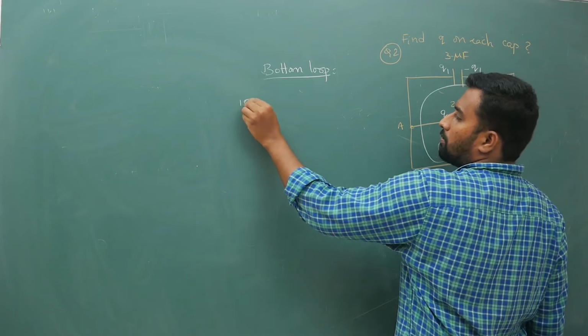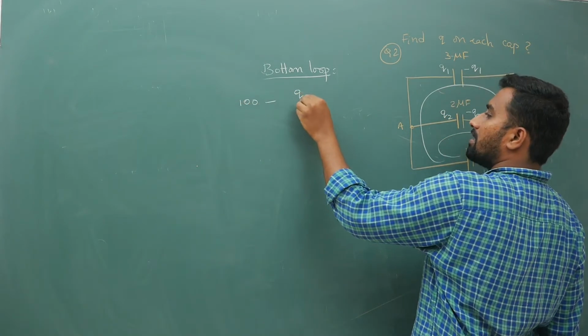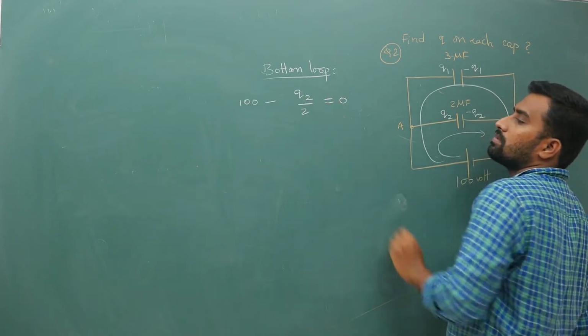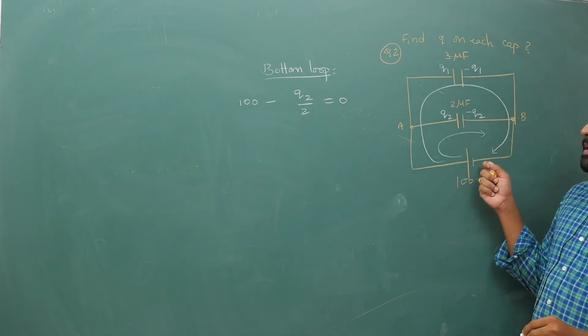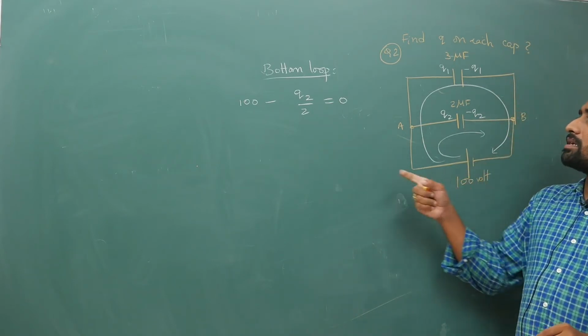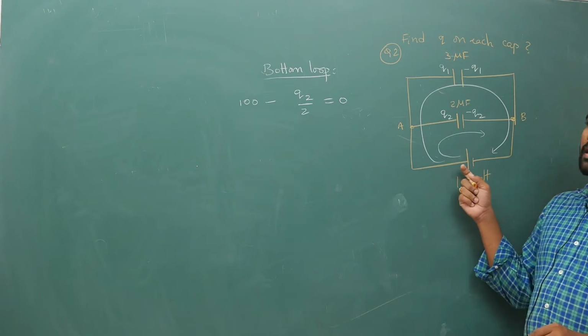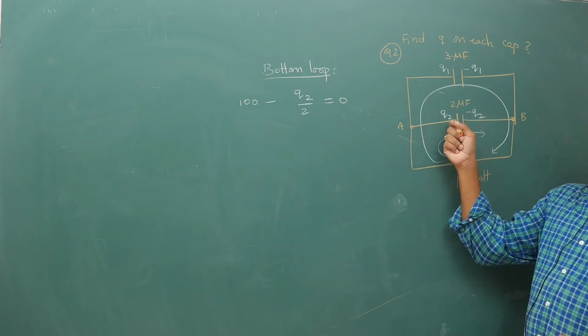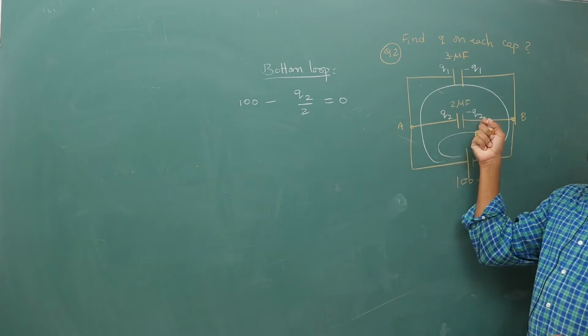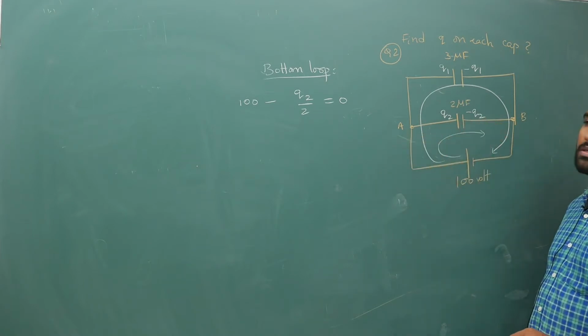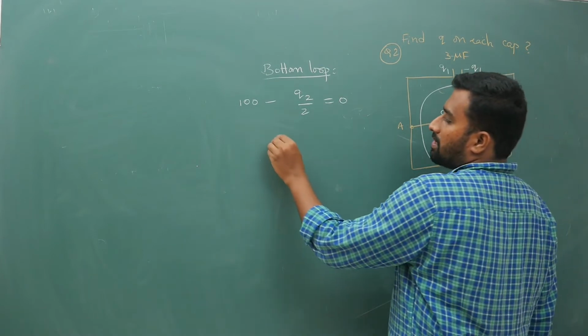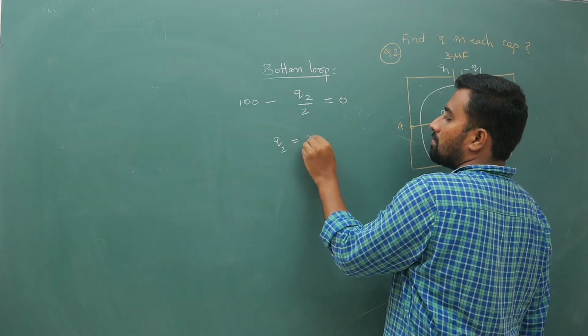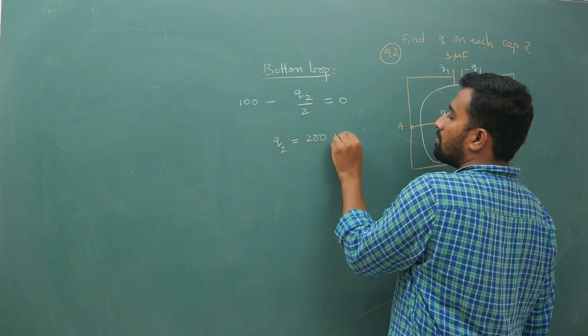So now in the bottom loop, it is 100 minus q2 by 2 is equal to 0, because for the battery it is from negative to positive terminal, so that is why it is plus 100. Going like this, it is positive plate of capacitor to negative plate, so that is minus q2 by 2 is equal to 0. From here your q2 is equal to 200 microcoulomb.